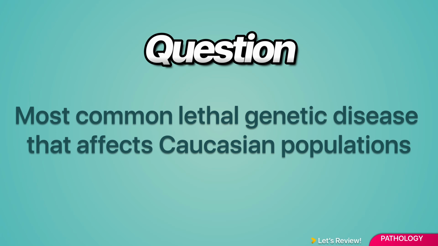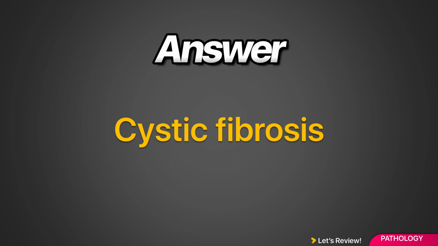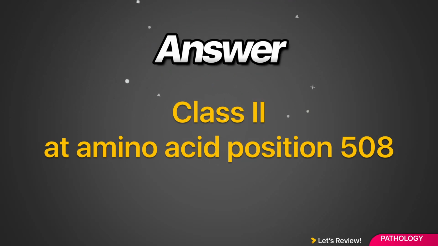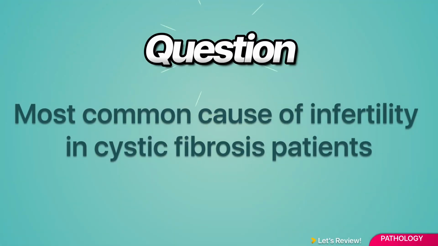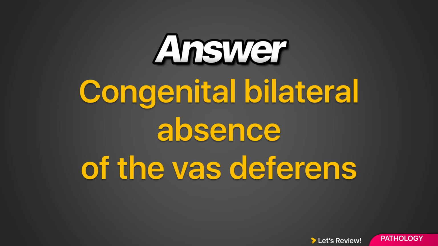Most common lethal genetic disease that affects Caucasian populations. Cystic fibrosis. Most common CFTR mutation. Class 2 at amino acid position 508. Most common cause of infertility in cystic fibrosis patients. Congenital bilateral absence of the vas deferens.